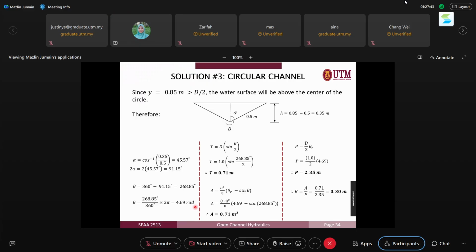Okay. And then to calculate the top width. Okay. So this is the equation. D times sine theta over 2. So the theta must be in degree. So then you just masukkan je lah nilai D, the diameter, and then the theta in degree. Okay, and then we'll get the top width of the channel equal to 0.71 meter. Okay.